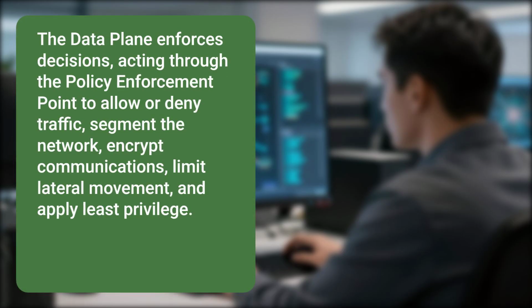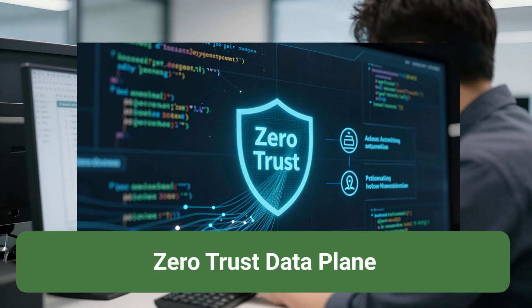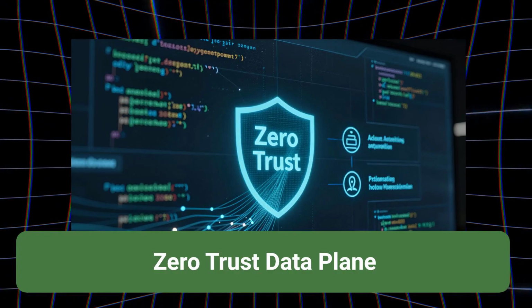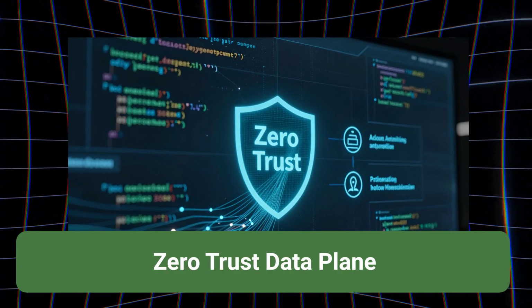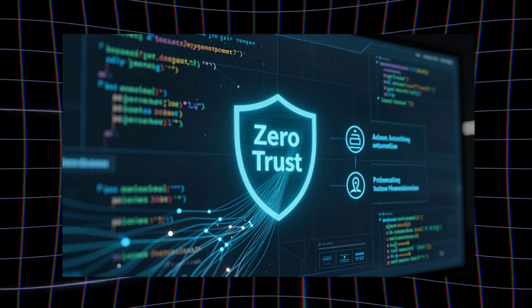The data plane is where those decisions are enforced. It acts through the policy enforcement point to allow or deny traffic, segment the network, encrypt communications, limit lateral movement, and apply least privilege. In a CompTIA-style scenario where access is restricted, traffic is isolated, and users can only reach specific resources for a limited time, the correct concept is the data plane enforcing zero trust policies.